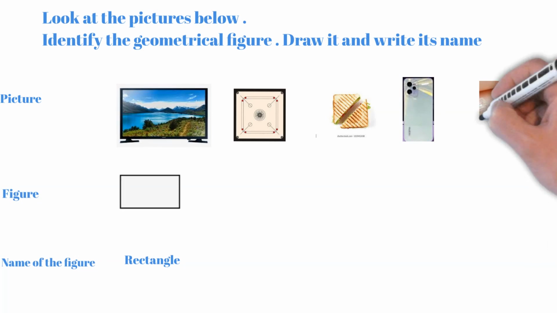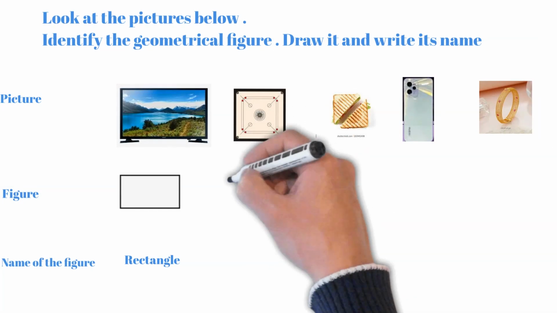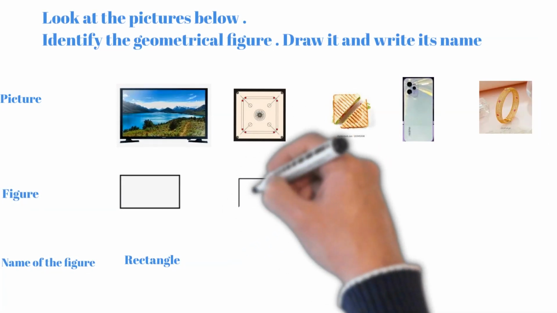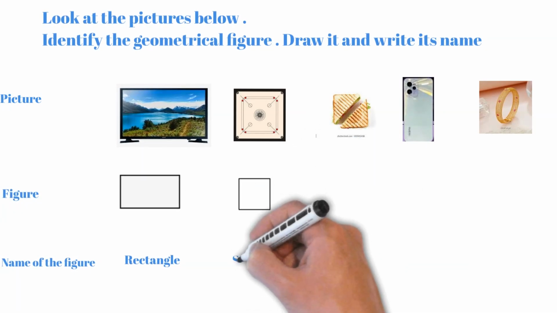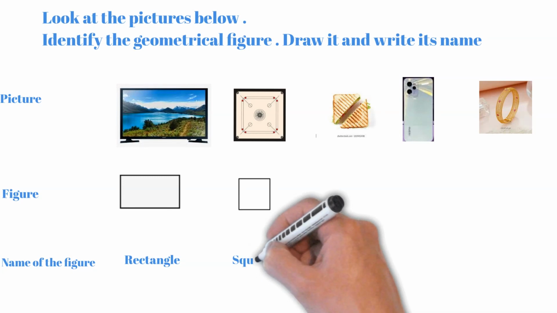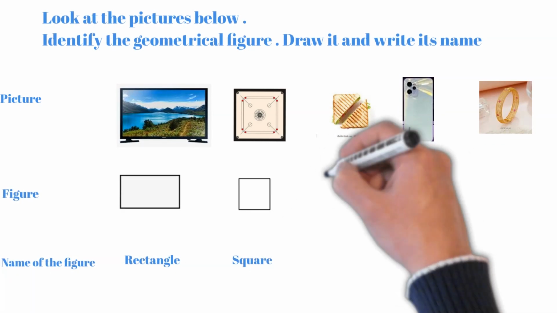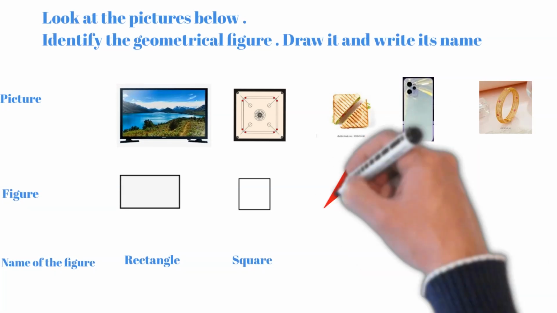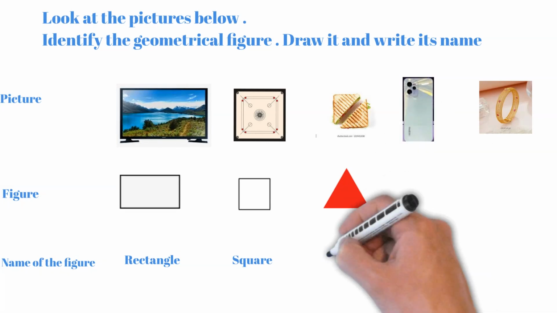He is drawing a bangle. What kind of figure is this? I'm giving you a few seconds, and slowly you will see the answers popping up on the screen. Obviously the carom board has all four sides equal, so it is a square. Square. Then this definitely looks like it has three sides, so it's a triangle.